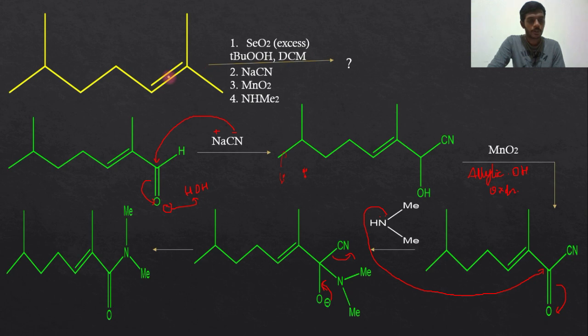This is a previous year question. This is the starting material. They are asking the product of this reaction. They are giving the reagents: at first selenium dioxide, followed by NaCN, followed by manganese dioxide, followed by NHMe2. At first the selenium dioxide is added over here. See here, which is in excess. If there is excess, the alcohol is again converted to aldehyde.